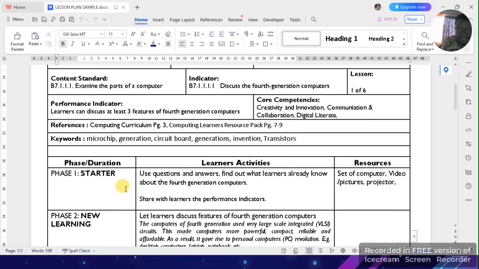So your first lesson, we are saying the starter. The starter will use 10 minutes. Some also can use 5 minutes for the starter.